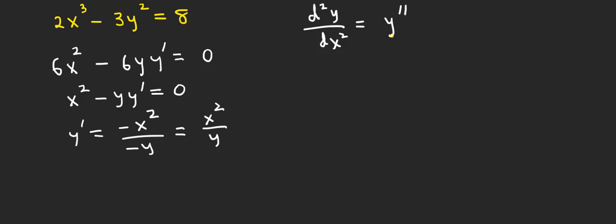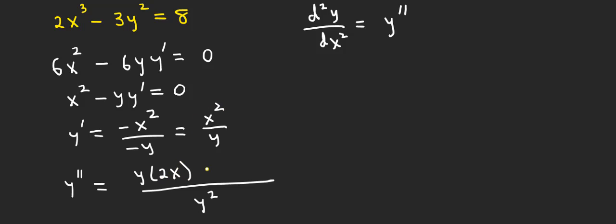But we have to find y double prime. So we have to take the derivative one more time. So y double prime is, now we have to use the quotient rule. So it's going to be the denominator squared, and the denominator times the derivative of the numerator, 2x, minus the numerator times the derivative of the denominator, which is y prime. Okay, there's your second derivative, but we cannot just leave it like that.